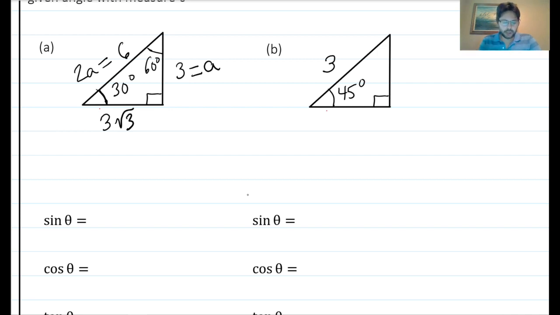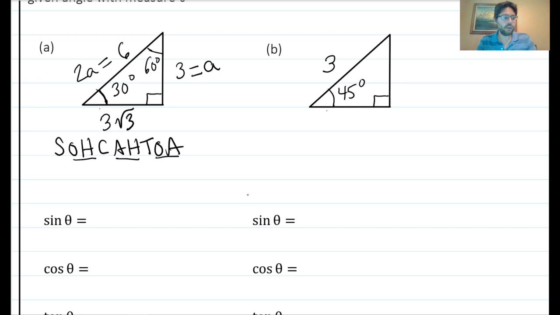Now that we know all the sides, we can go ahead and find the sine, cosine, and tangent. Remember that for this, we need to use SOHCAHTOA. So sine is opposite over hypotenuse. Cosine is adjacent over hypotenuse. Tangent is opposite over adjacent. And then to find the other ones, we just take the reciprocal to get them.